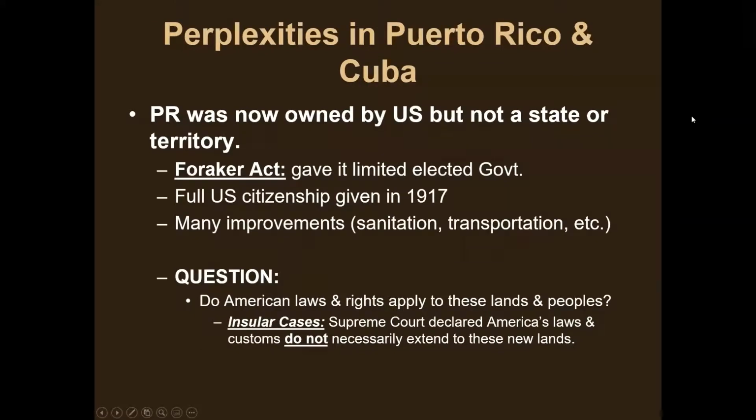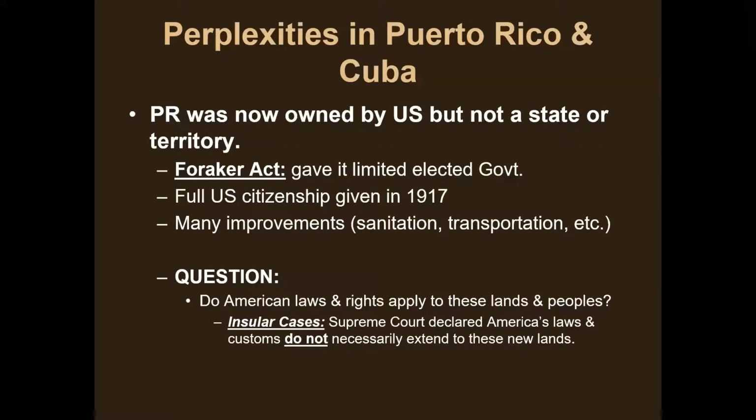Next is Puerto Rico and Cuba. So Puerto Rico first. Puerto Rico is an interesting case study, and every year I ask for clarity on this, and every year I have to look it up, and I'm still not completely clear on it. But Puerto Rico is now owned by the U.S., but it is not a state, nor is it a territory. And even today, they vote in presidential elections, I believe. They do not pay federal taxes. And so it's a really interesting relationship.